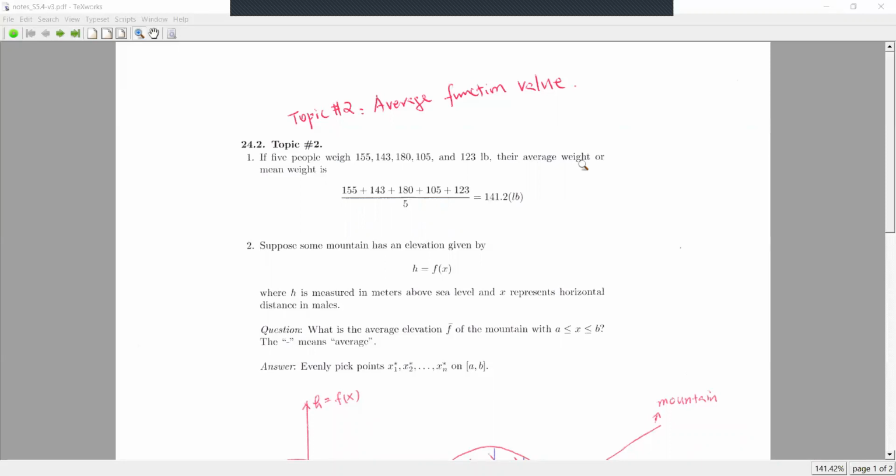The answer to this question is simple. Just add the weight of the people and then divide the sum by 5, the number of the people. Then we get the average weight is 141.2 pounds.